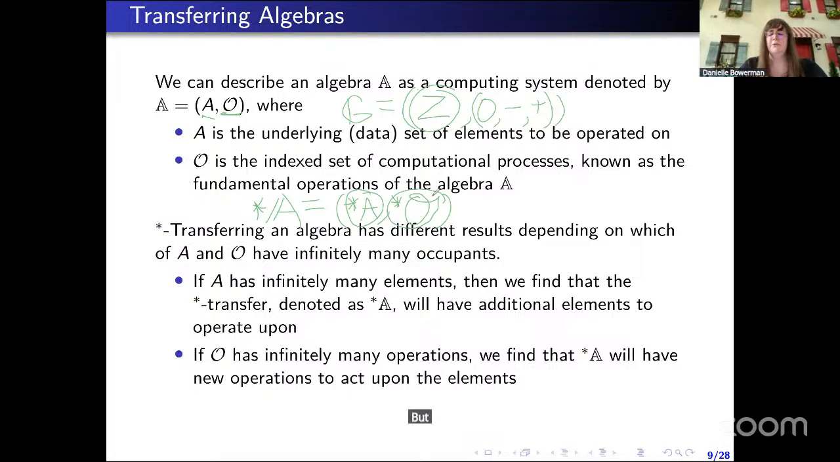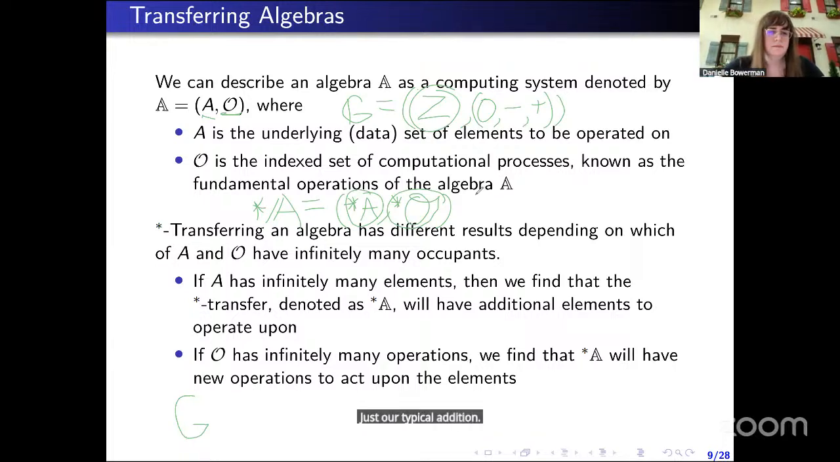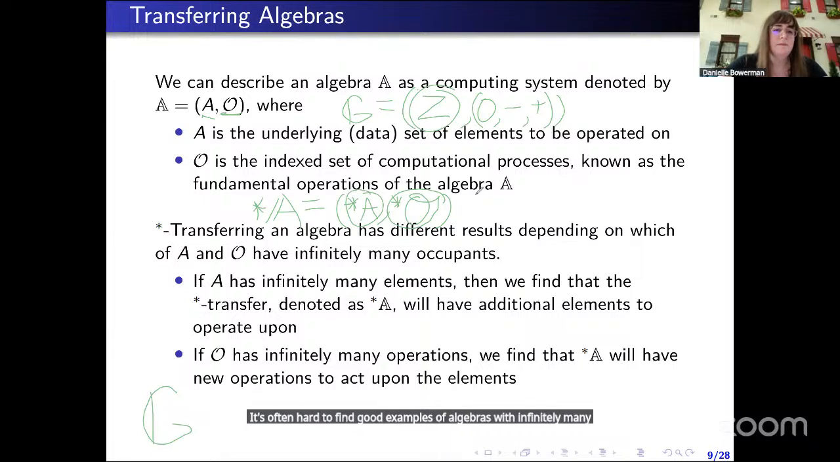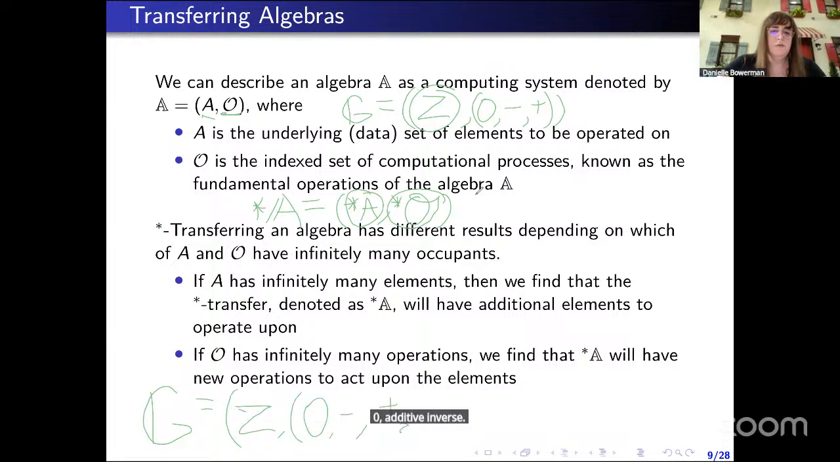But star O is when you have something complicated, like, say, instead of just our typical addition, or maybe we could do something. It's often hard to find good examples of algebras with infinitely many operations that are all sort of unique or distinct in some way. But we could look at something like 0, additive inverse, addition of 2 elements, addition of 3 elements, addition of 4 elements, etc.